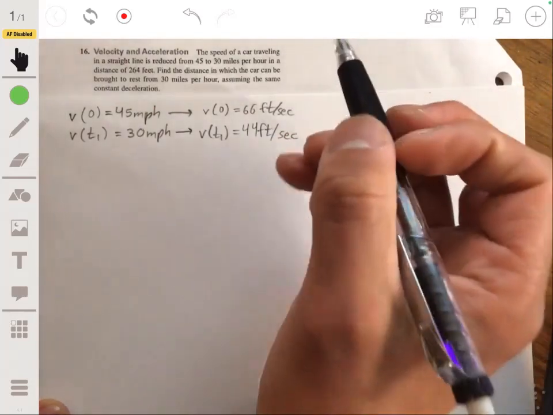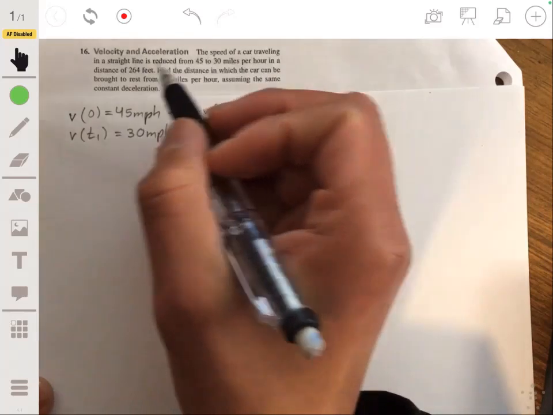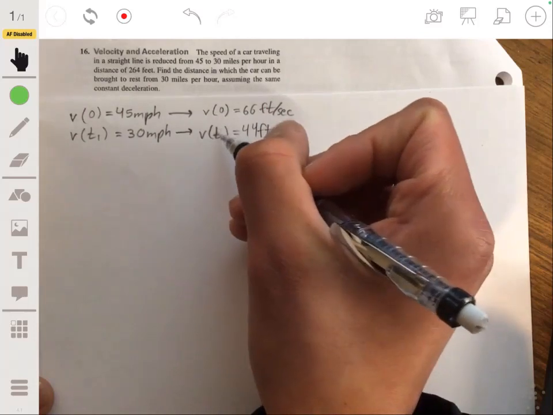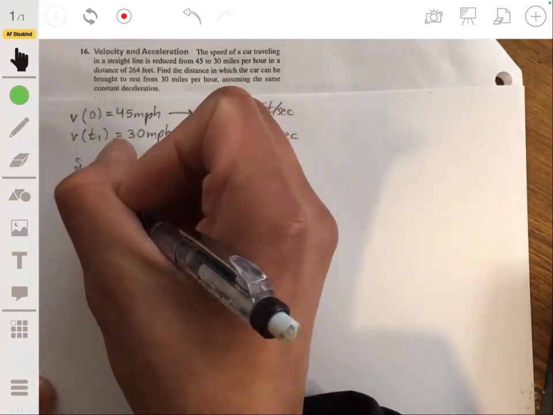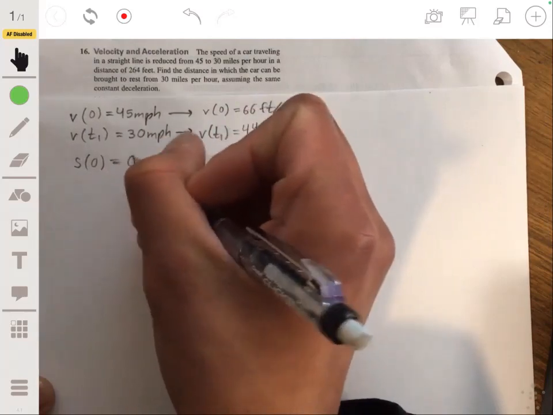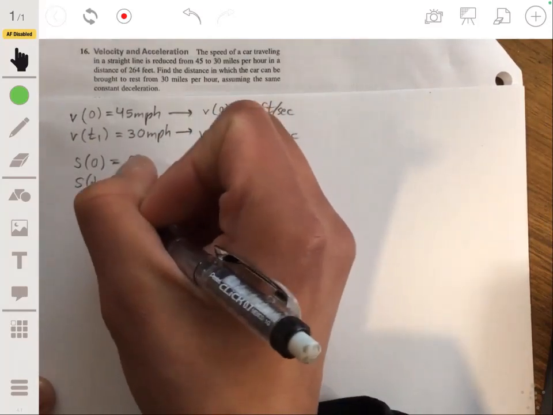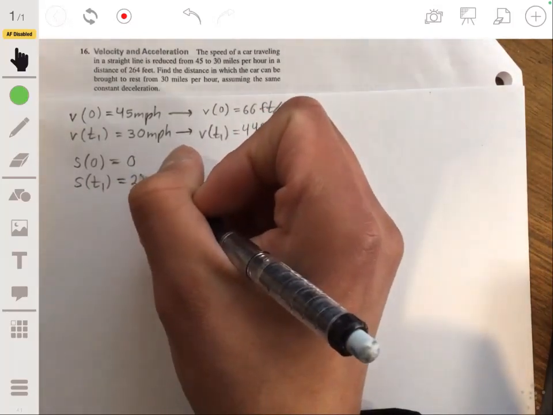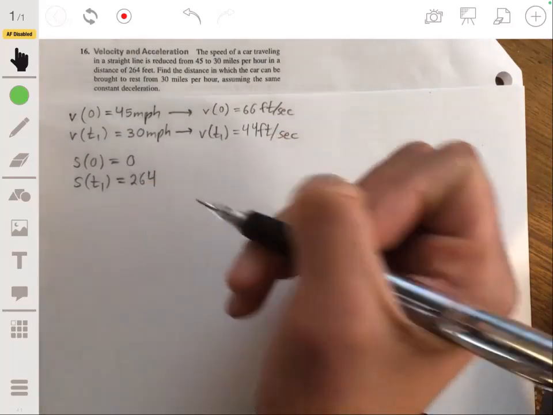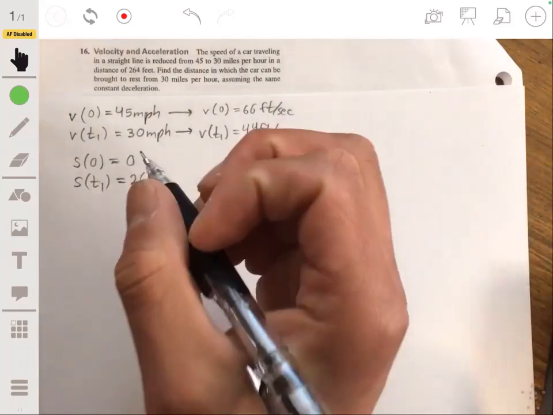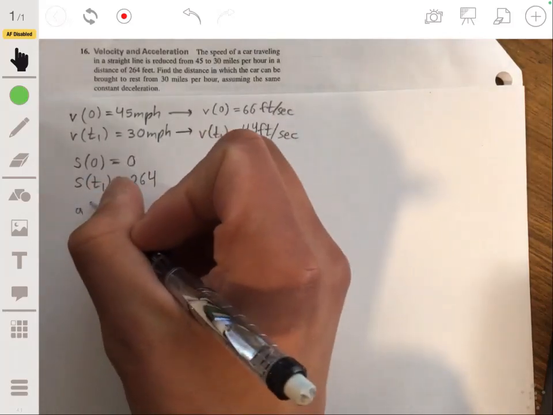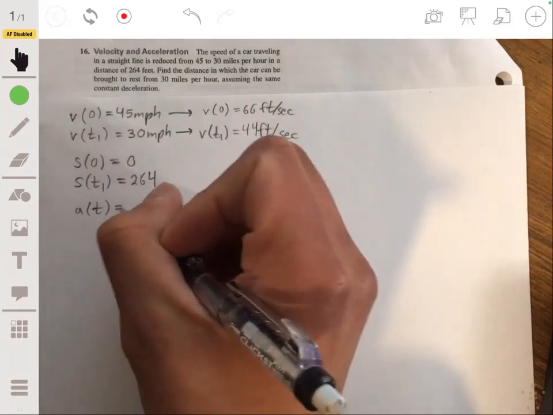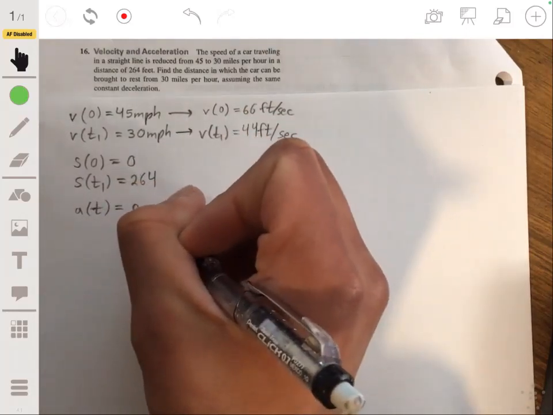Okay, now we're given that it goes 264 feet from time 0 to time t1. So let's say that its position at time 0 is 0, and then its position s of t1 at t1 would be 264. Now the acceleration a of t, we were saying it's a constant deceleration. So it's the acceleration function. We can start off by just saying it's going to be a.